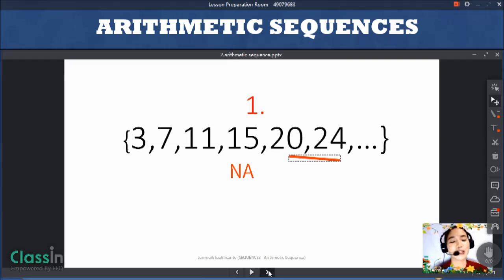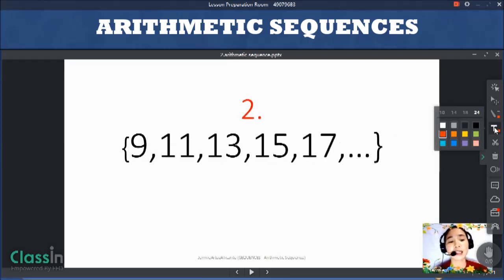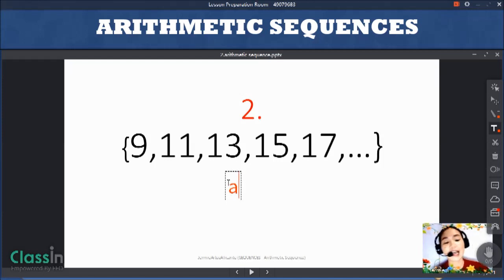Okay, let's go to the next one. How about this? Is this an arithmetic sequence or not? Write your answers. The answer is A. It is an arithmetic sequence.